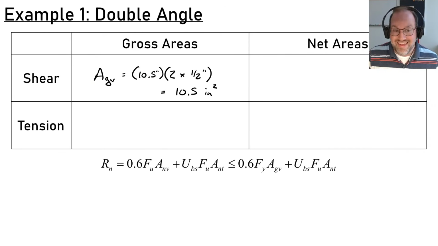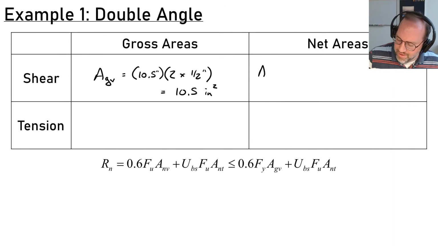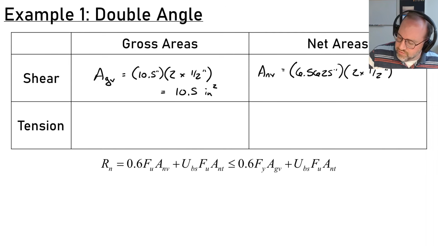And if I look at my net area in shear, that's going to be ANV. I'm just going to take my net length, which is 6.5625 inches, times the same thickness. So it's 2 legs and then 1/2 inch thick each. So this is obviously 6.5625 square inches.